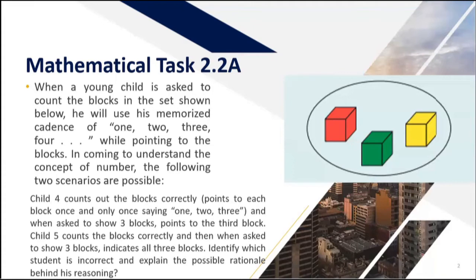Then another scenario, child number 5 counts the blocks correctly and then when asked to show 3 blocks, indicates all these blocks. Identify which student is incorrect and explain the possible rationale behind this reasoning. Kasi yun yung dalawang scenario na pwede mangyari, di ba? Pwedeng bilangin, although parehas yung pagbilang nila using sound or yung tinatawag na memorized cadence. 1, 2, 3. So pag tinanong kung or show the 3 blocks, pwedeng yung isa ituro niya ay yung third block, while yung isa naman ang ituturo niya ay yung lahat ng mga blocks.